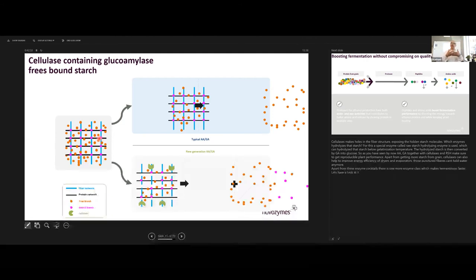So what we recommend for this kind of process is glucoamylase containing cellulases. What cellulase does is basically, imagine this as a cellulase, they basically puncture this fiber molecule here. And once it punctures, basically it releases more starch into the fermentation.